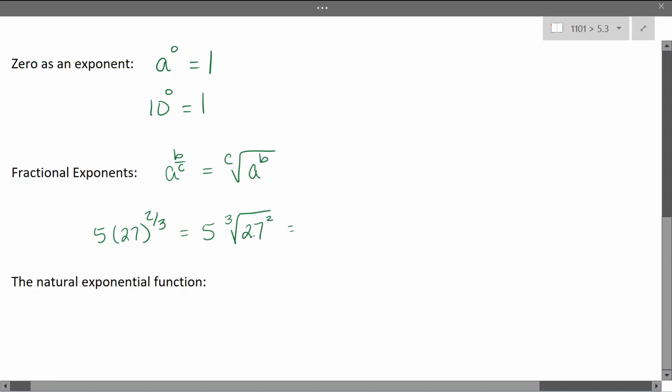So here we want to start on the inside and work our way out. So we're going to have 5 times the cube root of 729. The cube root of 729 is 9, so we'll have 5 times 9, which will give us 45.